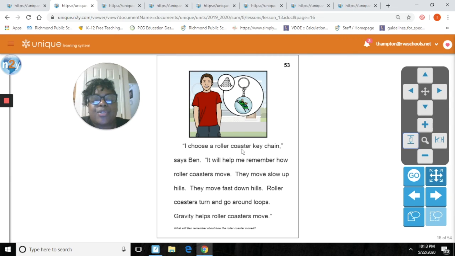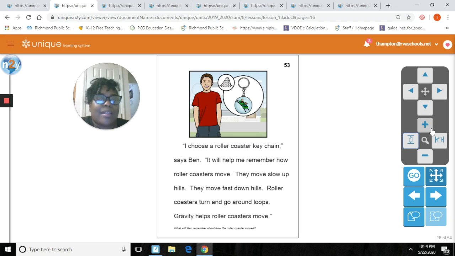Okay, "I choose a roller coaster keychain," says Ben. "It will help me remember how roller coasters move. They move slow up hills. They move fast down hills. Roller coasters turn and go around loops. Gravity helps roller coasters move."